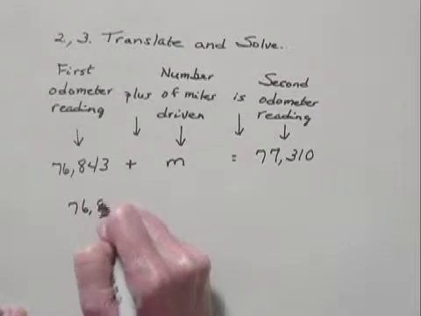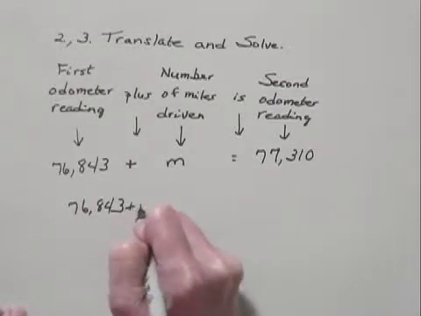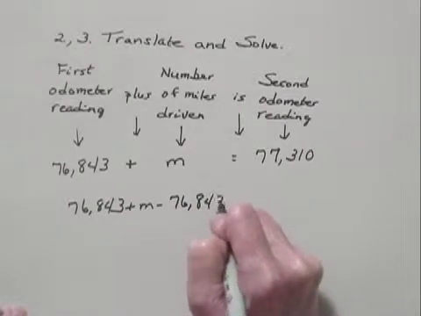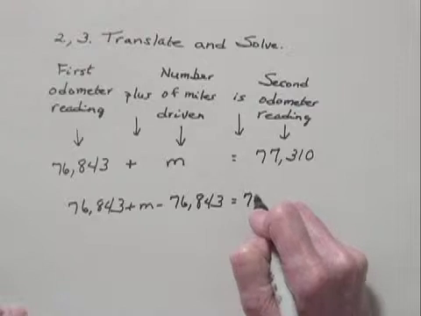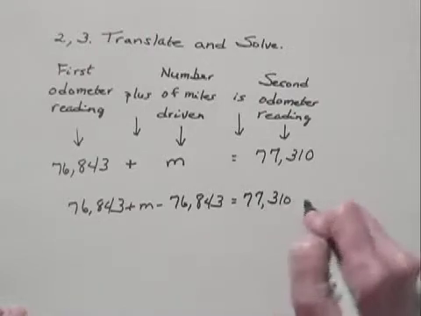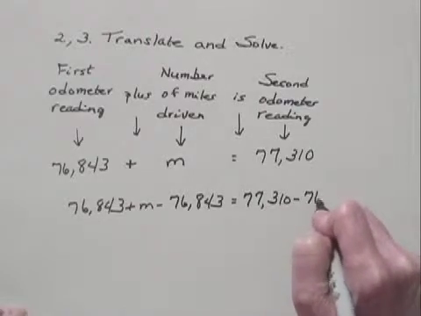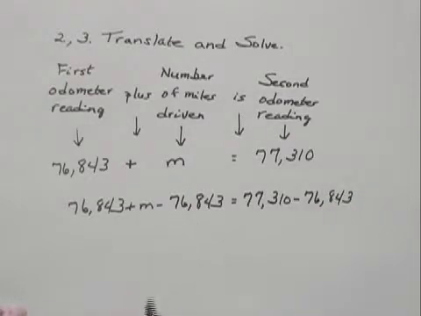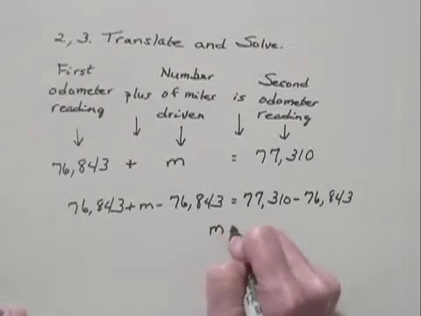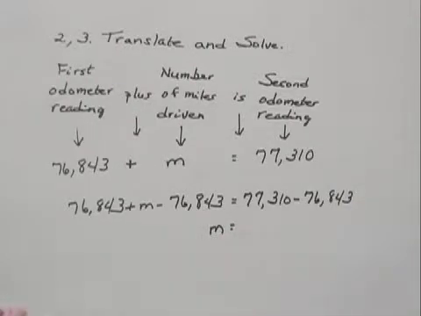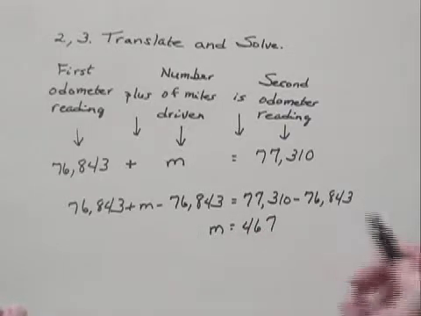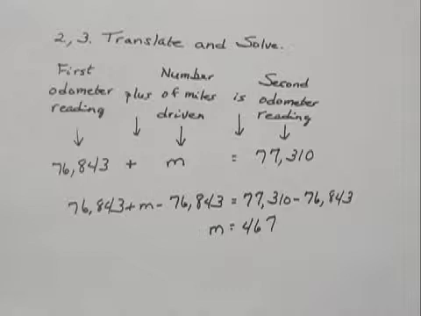Now, to solve this equation, we subtract 76,843 on both sides. So we'd have 76,843 plus m minus 76,843 is equal to 77,310 minus 76,843. On the left side, we have m plus 0, or m. And on the right-hand side, when we carry out the subtraction, we get 467. So we know that 467 miles were driven between fill-ups.